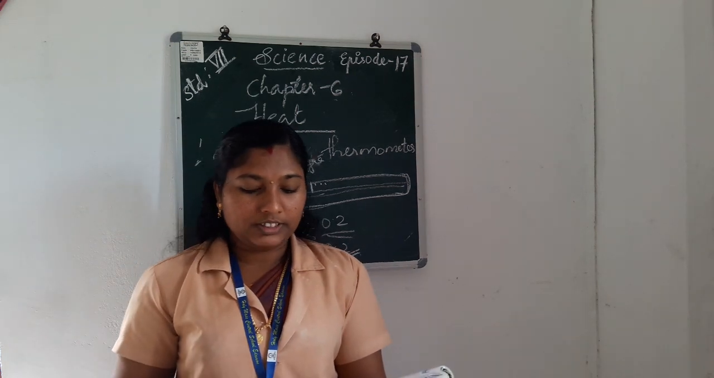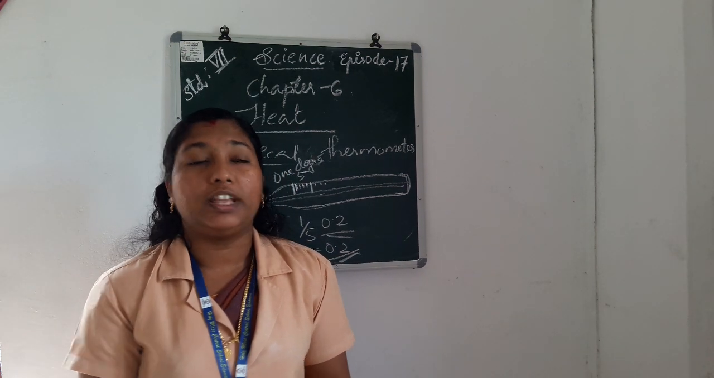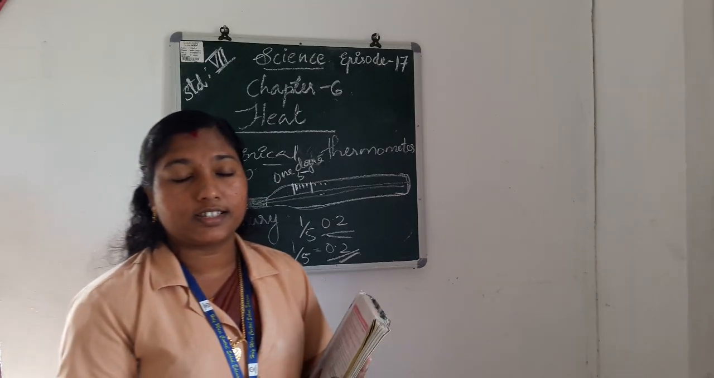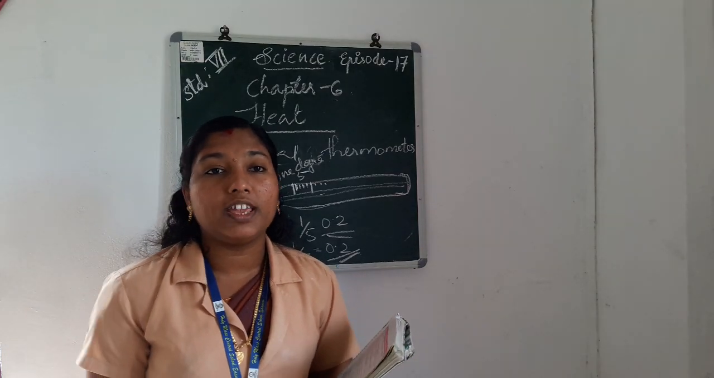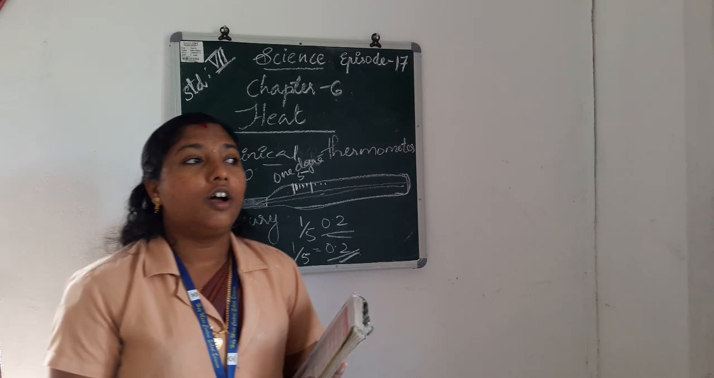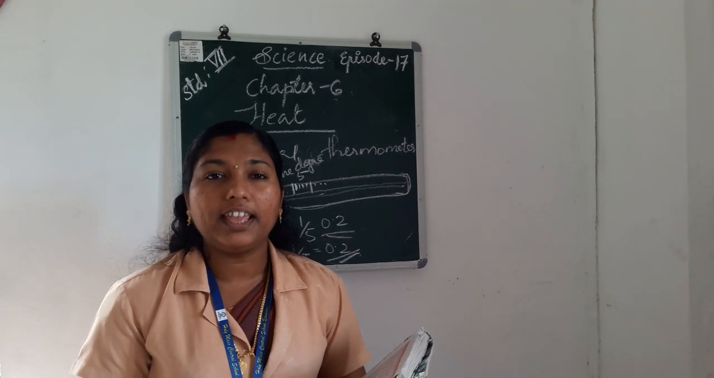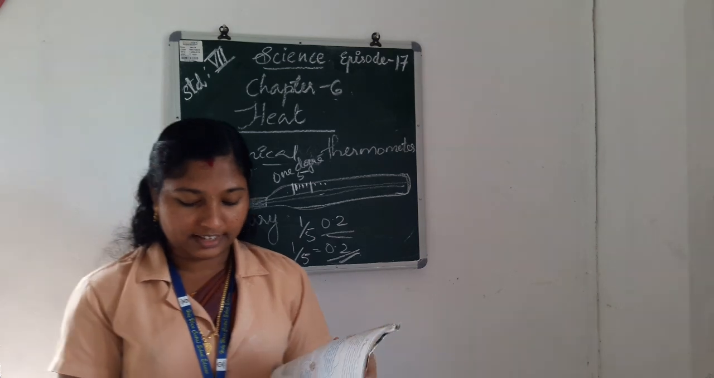Then the normal temperature of a human body. The normal temperature of a human body is 37 degrees Celsius. Which is the normal temperature of a human body? 37 degrees Celsius.